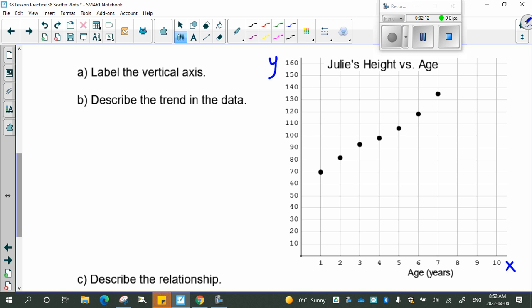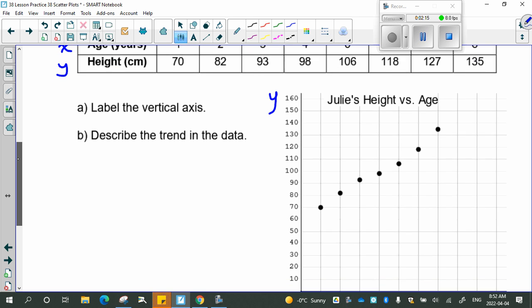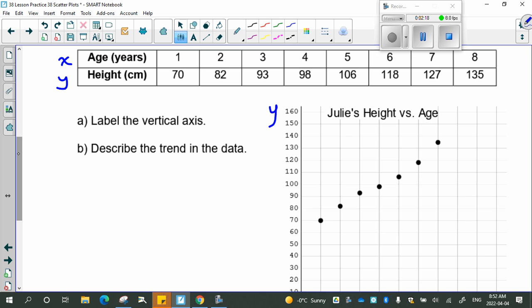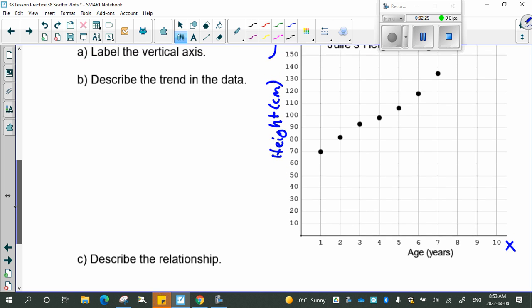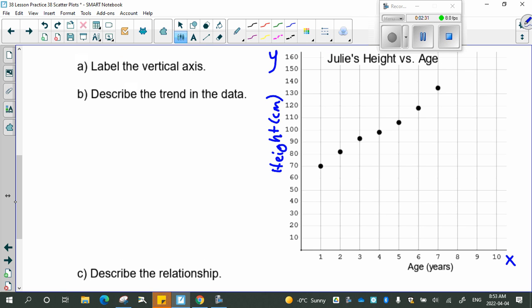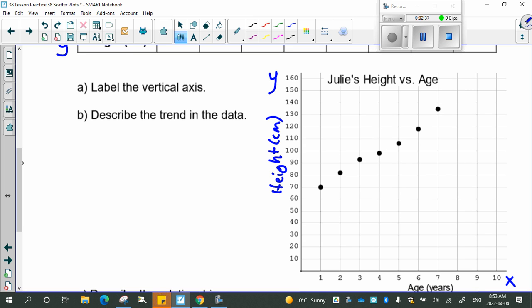Everybody good? Okay. So label the vertical axis. So it's y, but it's also her height. And it's measured in centimeters. And the horizontal axis was already labeled age in years. And you can see the graph has that title, that y versus x title, Julie's height versus age, y versus x. So whenever they give you a title for a scatter plot, the first thing they tell you is what's going to be on the vertical axis versus what's on the horizontal axis. Okay?